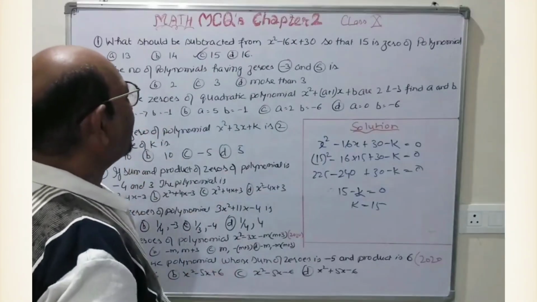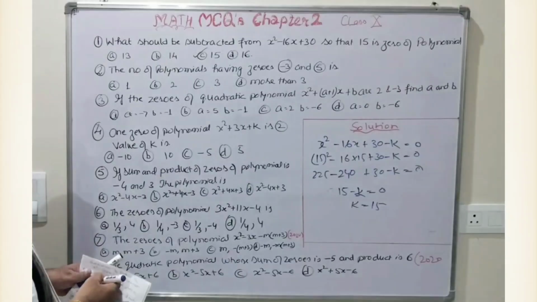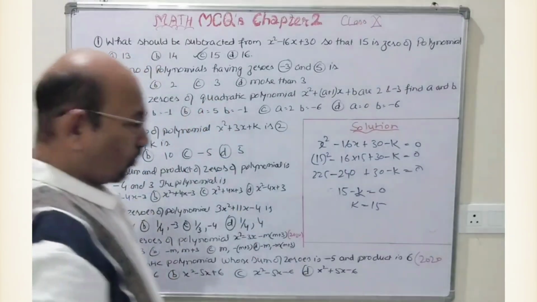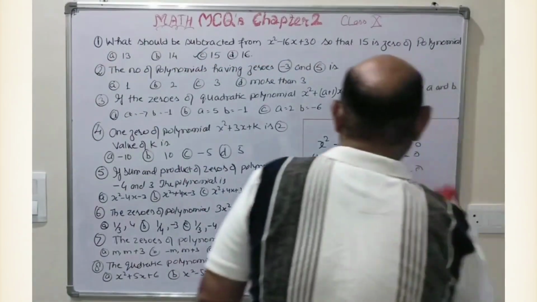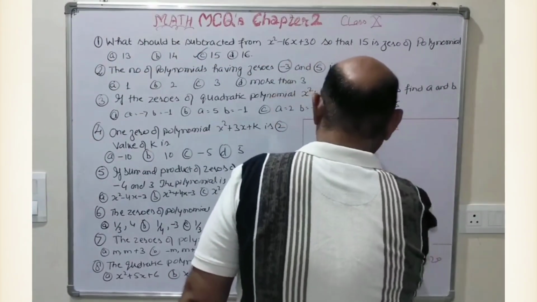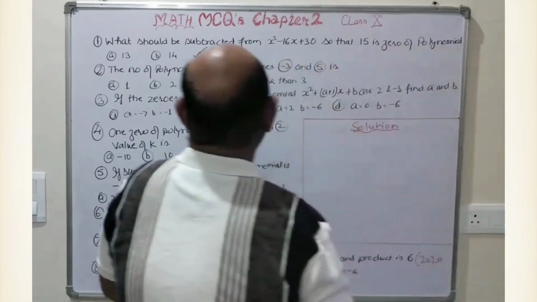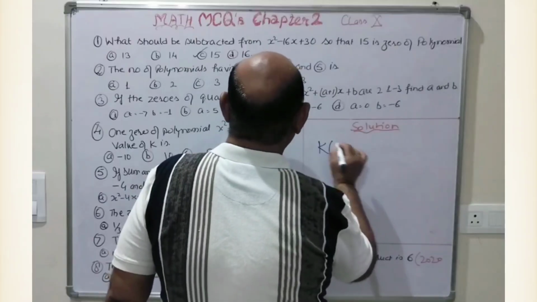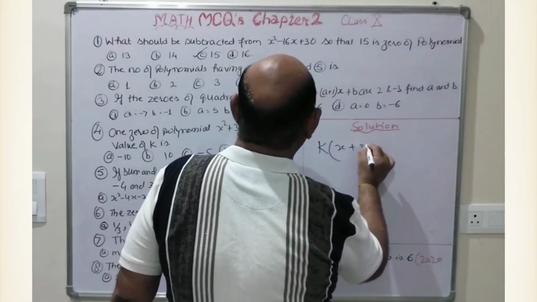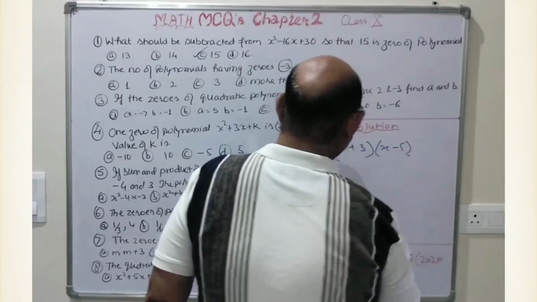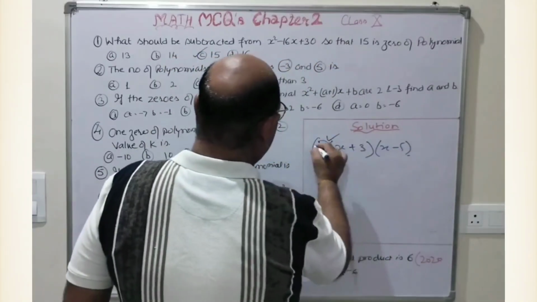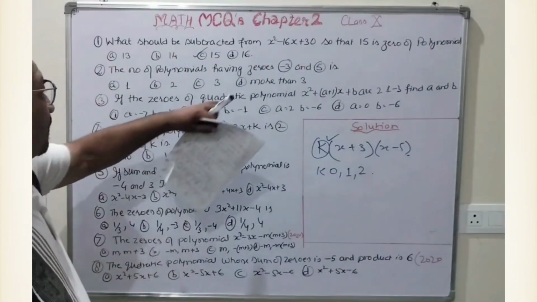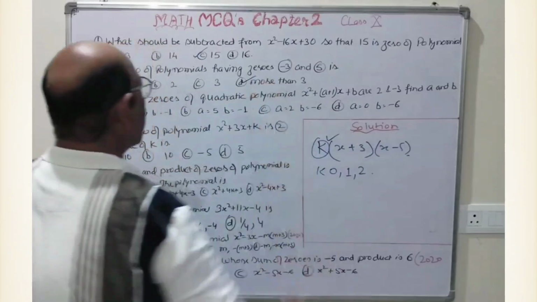The number of polynomials having zeros 0, minus 3 and 5 is either 1, 2, 3 or more than 3. तो देखते हैं हम कितनी पॉलिनोमियल हो सकती हैं। तो ऐसी पॉलिनोमियल जिनकी zeros 0, माइनस 3 और 5 है, तो दैट इज k x (x प्लस 3) (x माइनस 5)। तो ये पॉलिनोमियल हो सकती हैं जिसमें k की वैल्यू 0 भी हो सकती, 1 भी हो सकती, 2 भी हो सकती एंड सो ऑन। So there will be more than 3 polynomials.